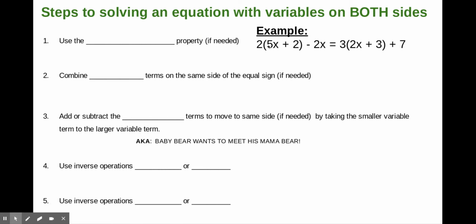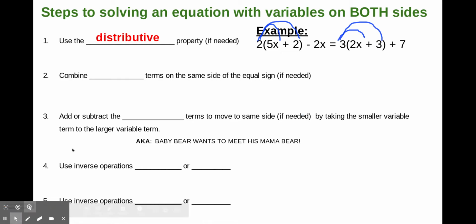If you look at this example that I have here, something is new that was not on yesterday's equations. What we have here is parentheses. When you see parentheses and you can't simplify what's inside the parentheses, we probably have to do what's called the distributive property. In this example, you're going to have to distribute on the left side and also on the right side.